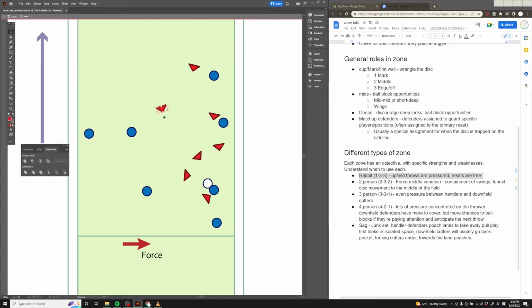And this defender has a lot of time to, one, see those plays develop, see where these cutters are, and react to the play. So this player is looking to get a block. This player is looking to get a block for this behind reset.